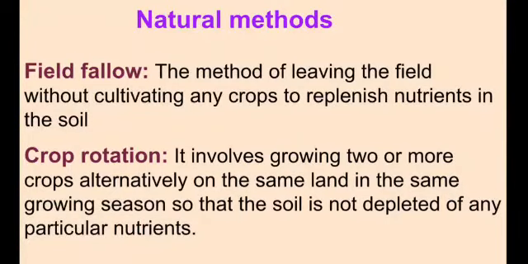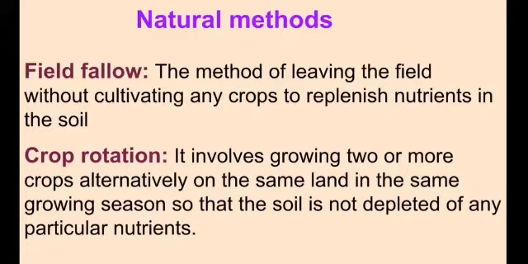So the natural methods, which I told you, there are two natural methods to maintain the nutrients in the soil: fallow and crop rotation. What is fallow? The method of leaving the field without cultivating any crops to replenish the nutrients in the soil. So we can leave the field, okay, for some period of time. That is why the soil itself can maintain the nutrients.